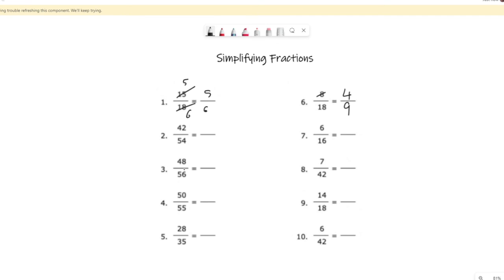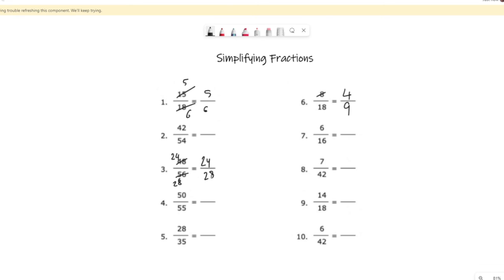Let's take this one, 48 over 56. Because they both are even, let's try dividing them by 2. 48 divided by 2, any number when you divide it by 2, and if you can't count until 48, just do half of it. So 48 divided by 2 is 24, and same with this, 56 divided by 2 will be 28. So 24 over 28. Is it the lowest form?